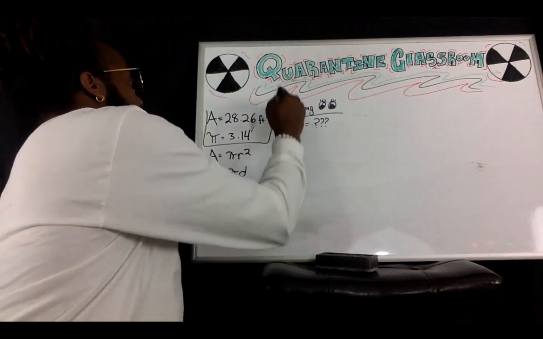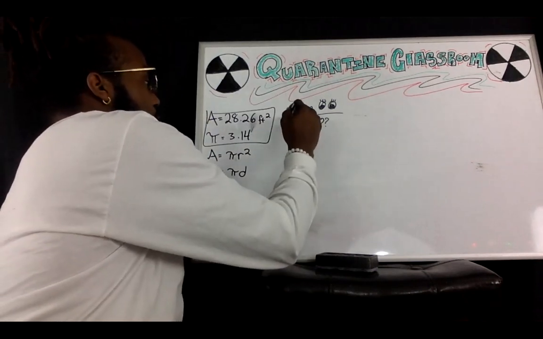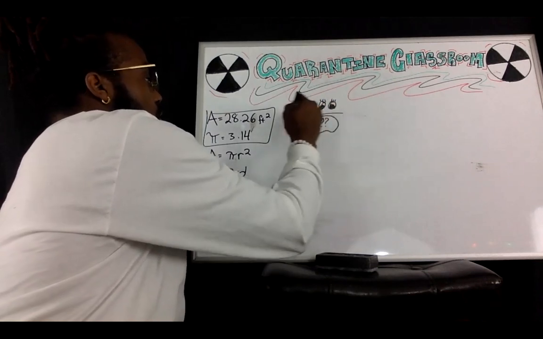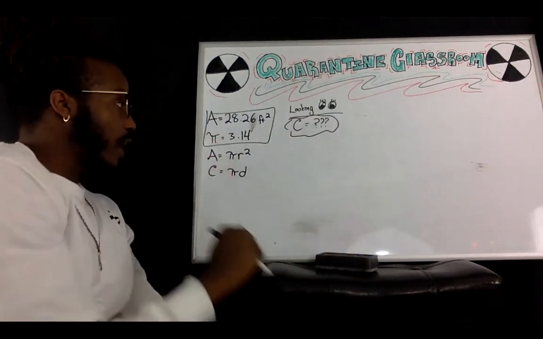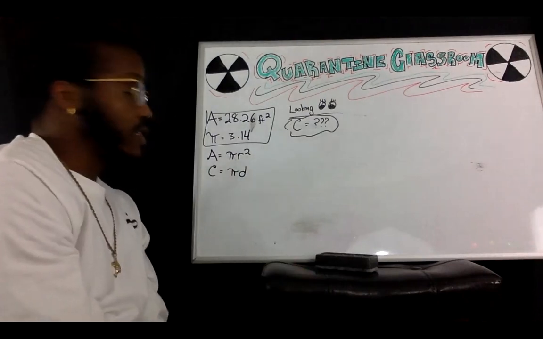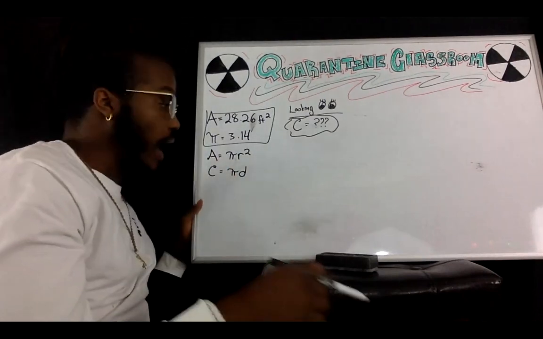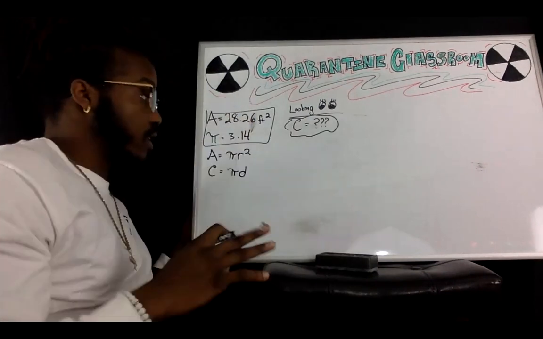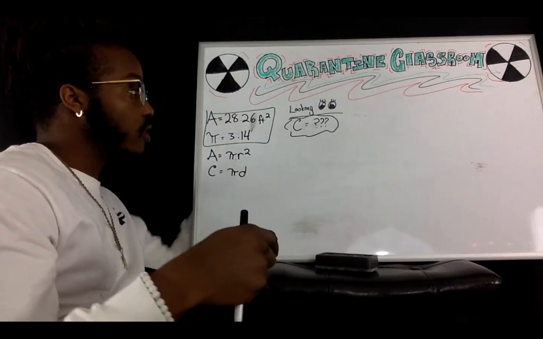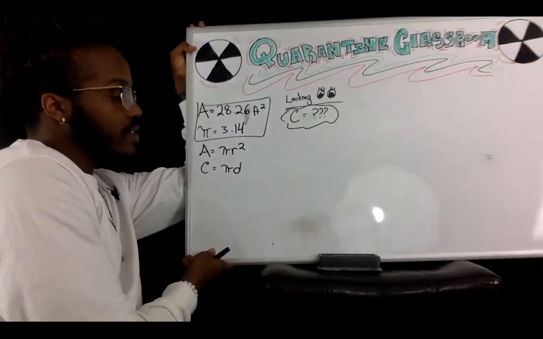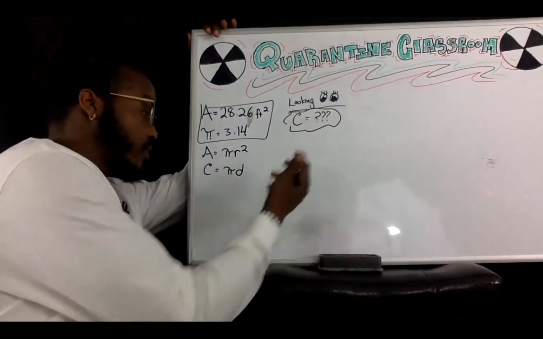So based on what I have and what I'm looking for, is there a formula that has both of these things, what I have and what I'm looking for? No. So that means I'm gonna have to use algebra and my formulas to figure out the value of my missing variable, which in this case is circumference.